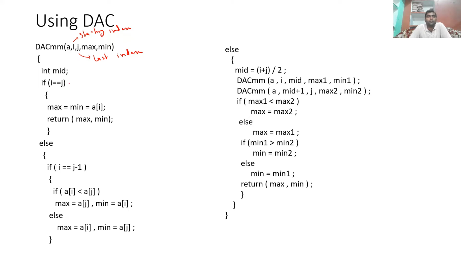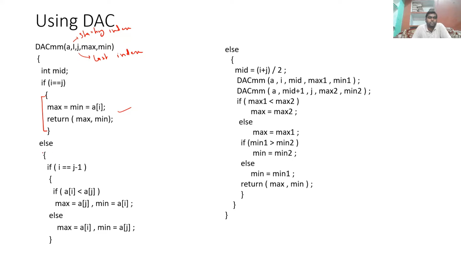And if i double equal to j, first condition, this says that your array is having only one element, so that is maximum as well as minimum. So max and min will be updated as a of i, and simply returning that maximum and minimum. So this is quite obvious, right? This is a constant. Okay, this is only one comparison there.